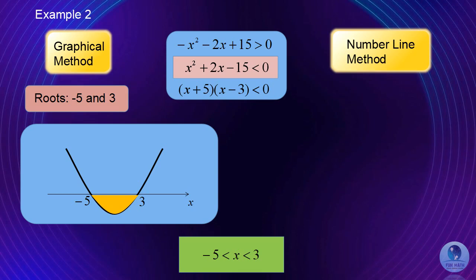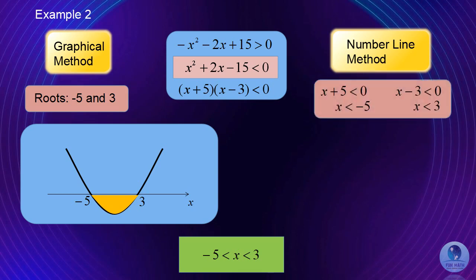Now I will teach you how to use the number line method. After you have factorized the quadratic inequality, split them into two. x plus 5 is lesser than 0 and x minus 3 is lesser than 0. Then you get x is lesser than negative 5 and x is lesser than 3.